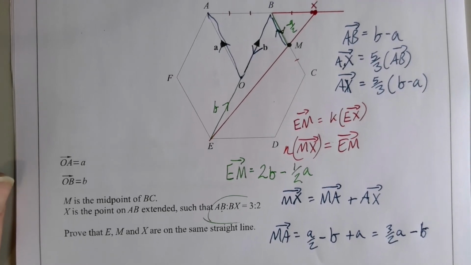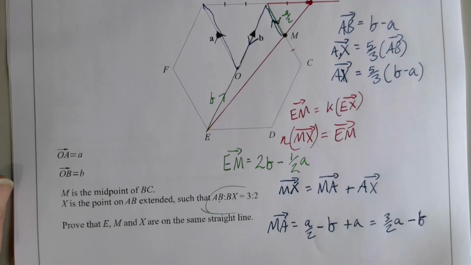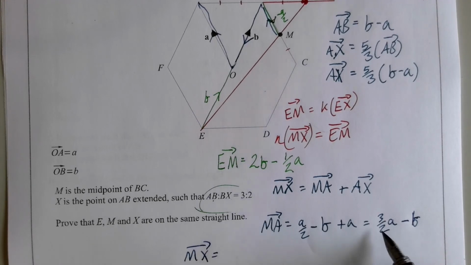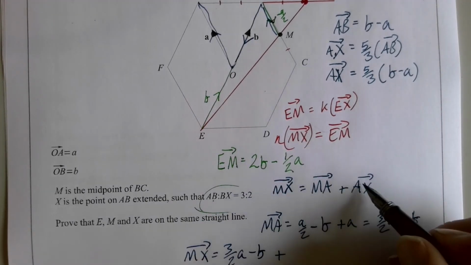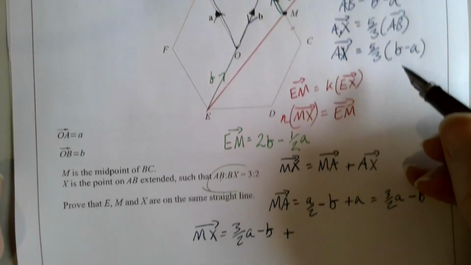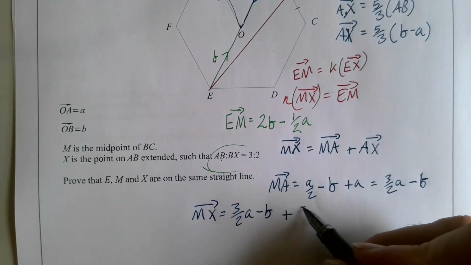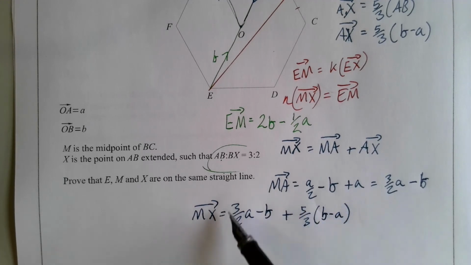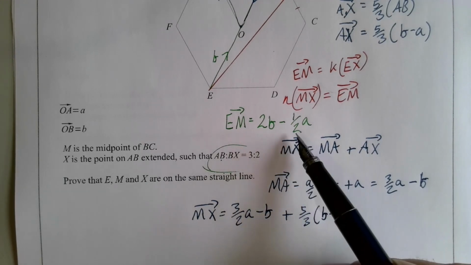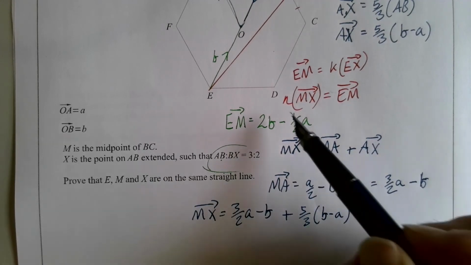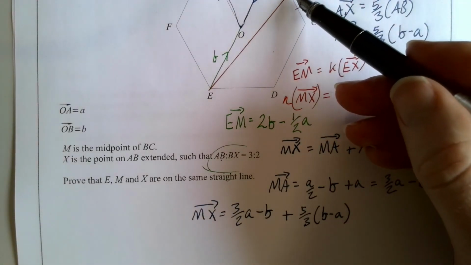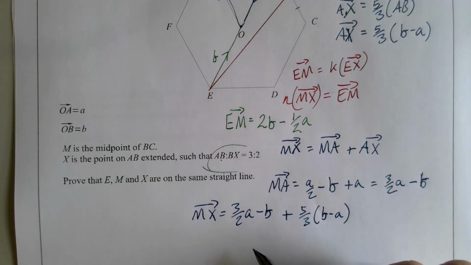So we know how to get from M to A, and we know how to get from A to X. So now we know that MX is going to be MA, which is this bit here, 1.5 A take B, plus the A to X, which is over here, the 5 thirds B minus A. 5 thirds B take A. And we're hoping that when we clean this up, there'll be a clear multiplier that we could do to this to get EM, and then they must be parallel, and as M is the same point, they must be on the straight line, so we would have proved it.